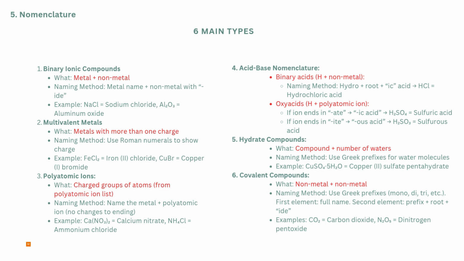Next, acid-base nomenclature. For binary acids, that is a hydrogen and then any nonmetal, you say hydrogen plus the root name plus IC at the end. For example, hydrochloric acid. Then you have oxyacids, that is any acid with a hydrogen plus a polyatomic ion, usually having an oxygen. For example, hydrogen and a sulfate, that is named sulfuric acid, not hydrosulfuric acid, just sulfuric acid.